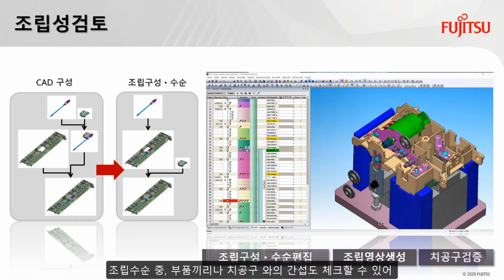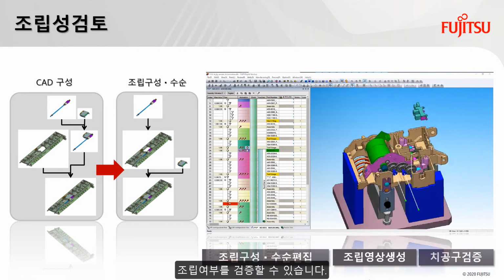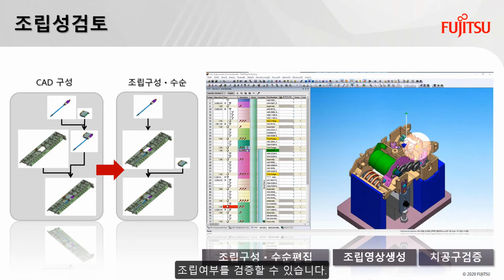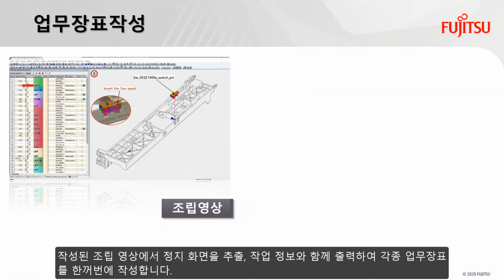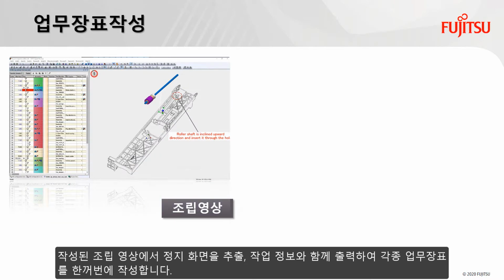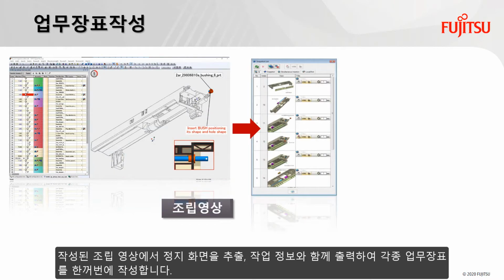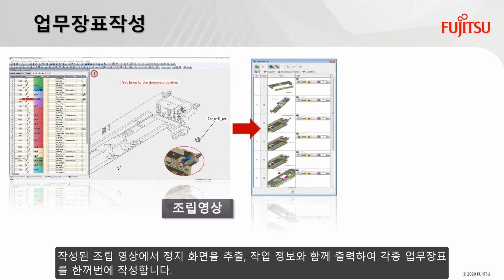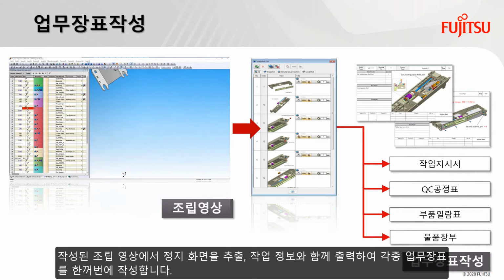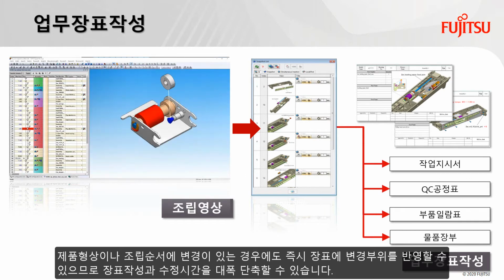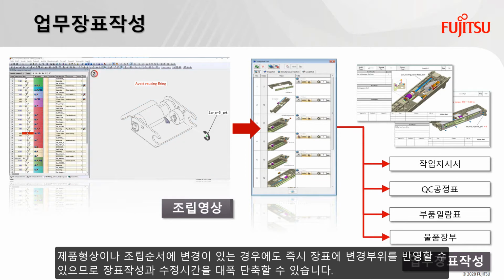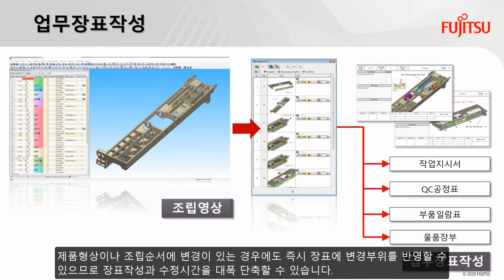Interference between parts in the assembly route and with jigs and tools can also be checked, so assembly availability can be verified. From the created assembly animation, still images are extracted and output together with operation information to create various manufacturing documents at once. Even if there is a change in the product shape or assembly procedure, the changed part can be immediately reflected in the document, so the time for document creation and correction can be greatly reduced.